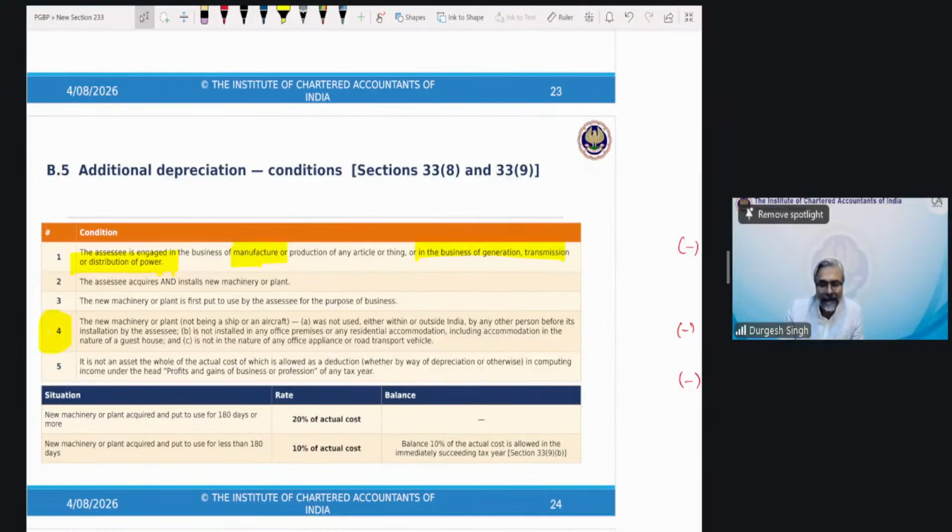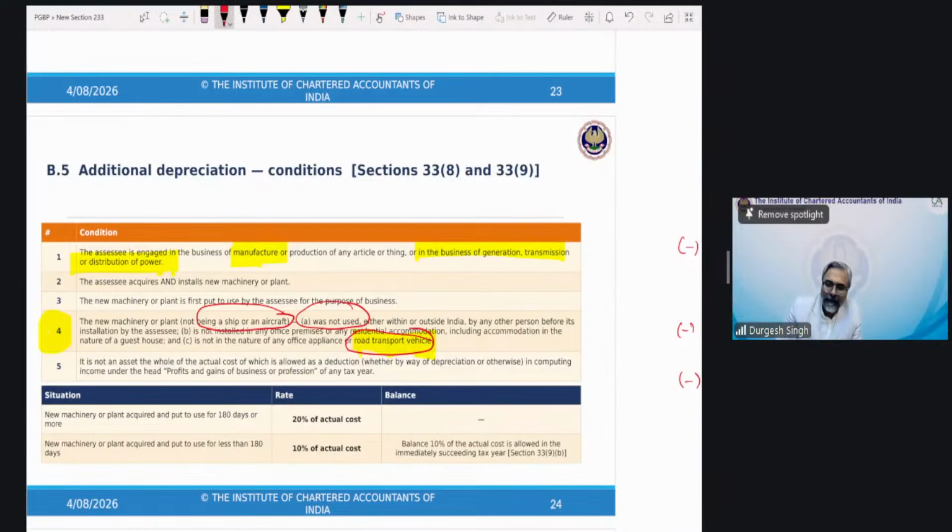And C, students, not in the nature of any office appliance or road transport vehicle. Students, can you see that? Road transport vehicle. So ship is gone, aeroplane is gone, road transport vehicle is gone, second hand, any plant and machinery has gone, and so what do you see? So here it is a specific asset. How to remember? These are the specific assets. This is what, students, the second hand item.